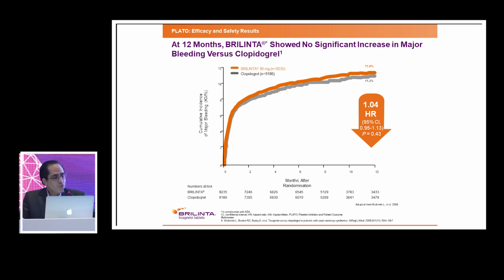And here, prasugrel and ticagrelor reduced the ischemic event and increased bleeding in comparison with clopidogrel. A significant mortality reduction was observed with ticagrelor only. There was no efficacy and safety difference between the arm of prasugrel and ticagrelor.